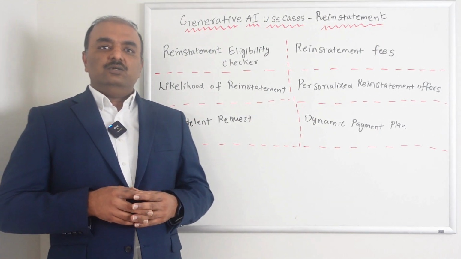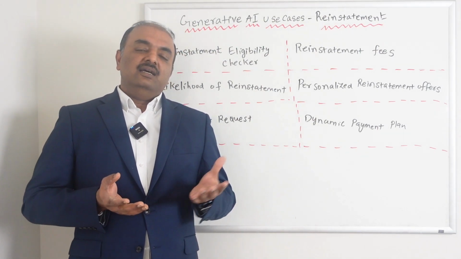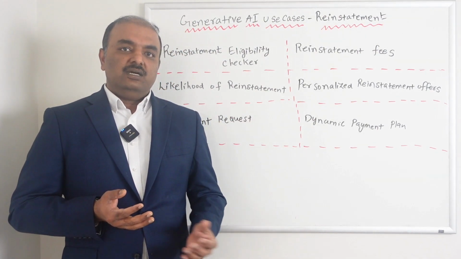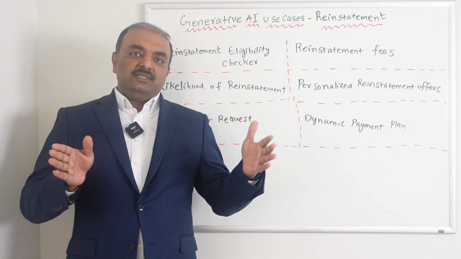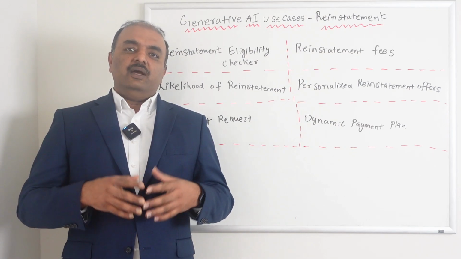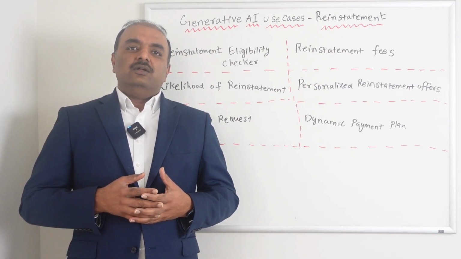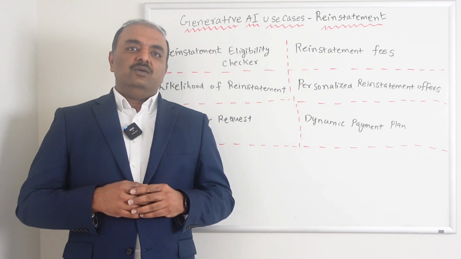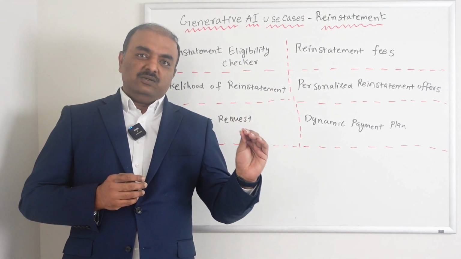Reinstatement fee. Say you have a policy which is cancelled, and now they're reinstating after 1 week or 2 weeks. Based on the lapse in time, there will be some kind of one-time reinstatement fee, maybe $100 or $200. Instead of you determining it manually, generative AI can do it based on certain factors that you configured.